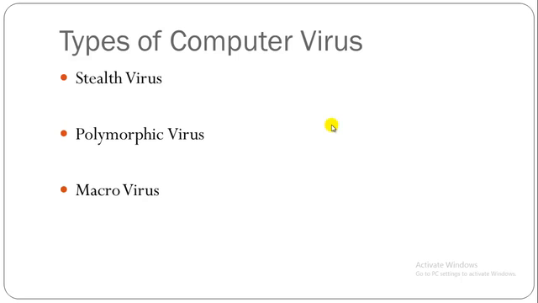And the most dangerous of all would be the polymorphic virus. A polymorphic virus acts as a chameleon. It changes its virus signature, its binary pattern, every time it multiplies and affects a new file. So in short, let me just show you a diagram.